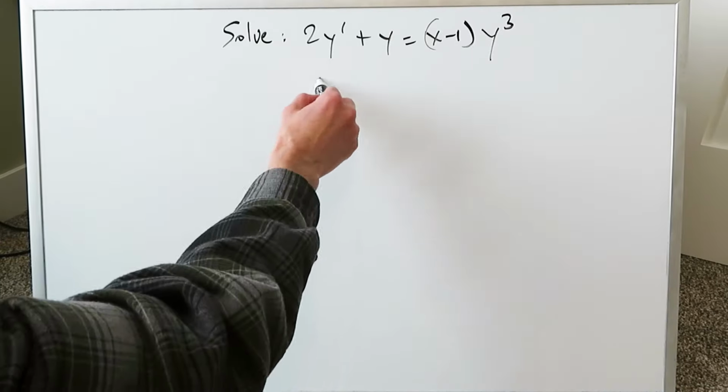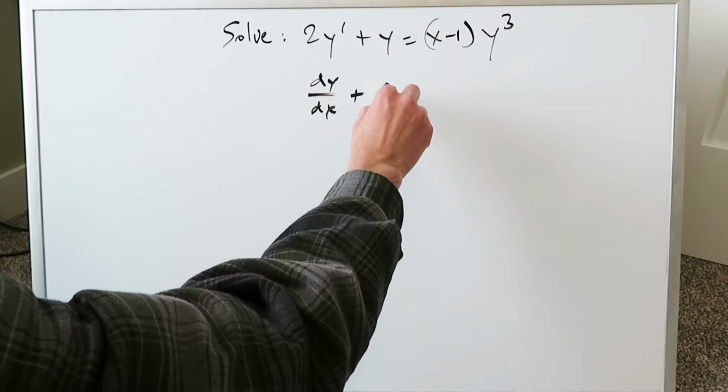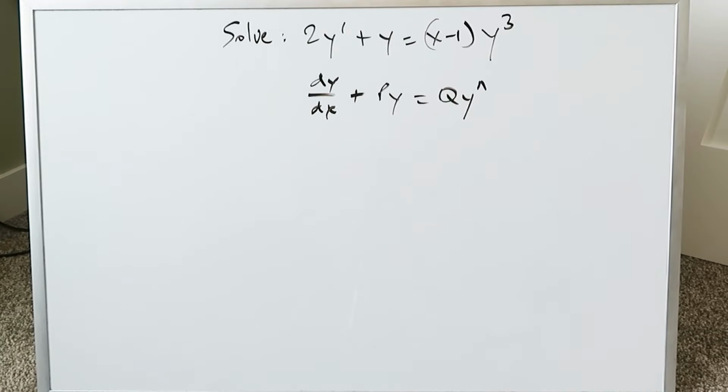If you were to start bringing in a representation, we have dy over dx plus, we have something here which looks like Py is equal to Qy to the power of n. And you know now what you're looking at. If you're thinking Bernoulli's equation, then you are right.